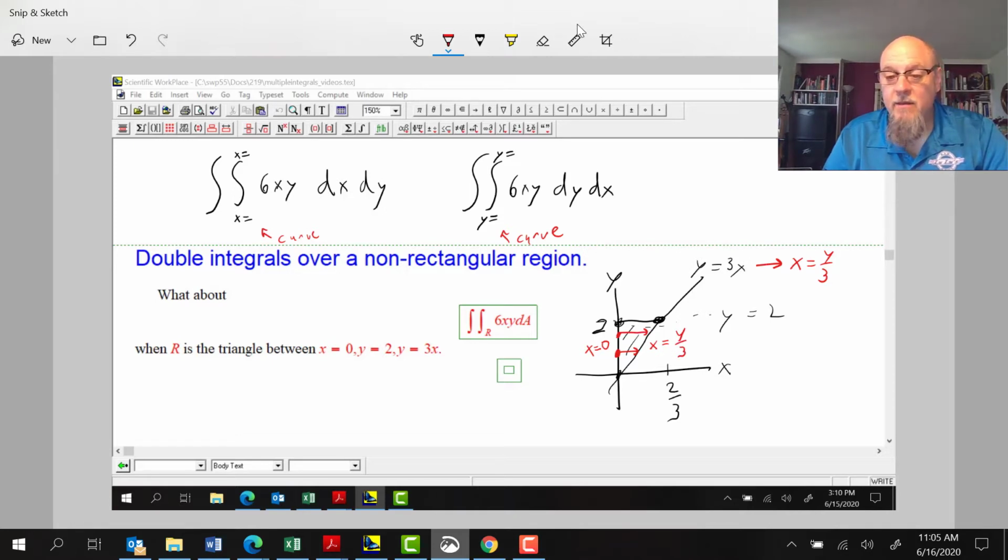Yeah, where do I end? It depends on the height. How does it depend on the height? y over 3. Now I can write this as a curve: x equals 0 and a curve x equals y over 3.